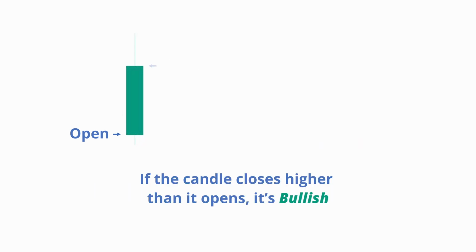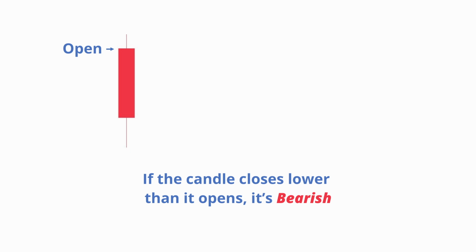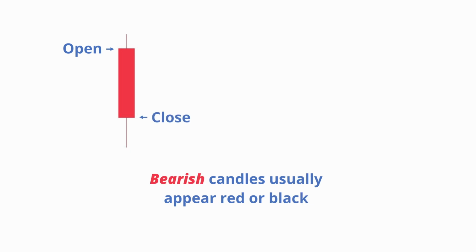If the candle closes higher than it opens, it's bullish. Bullish candles usually appear green or white. If the candle closes lower than it opens, it's bearish. Bearish candles usually appear red or black.